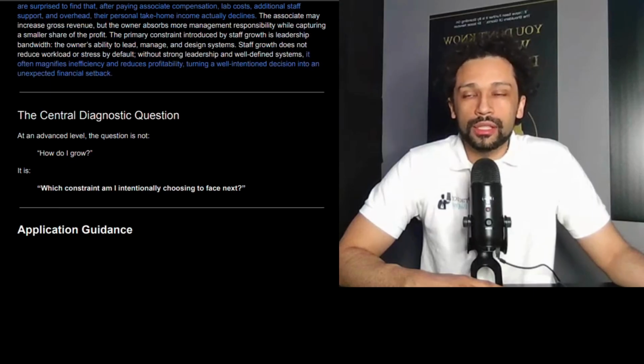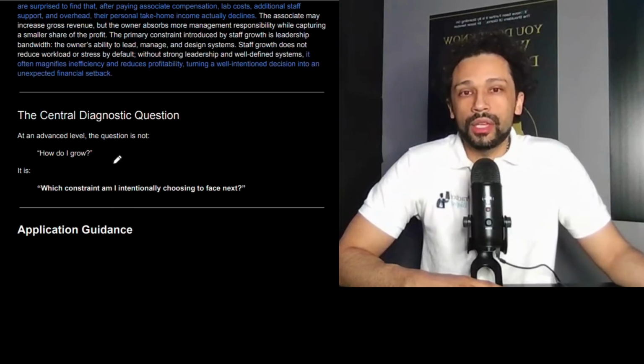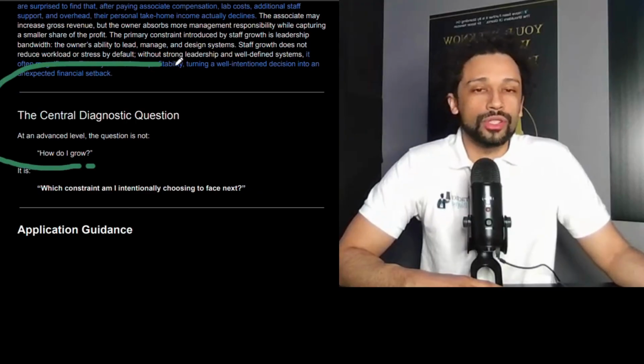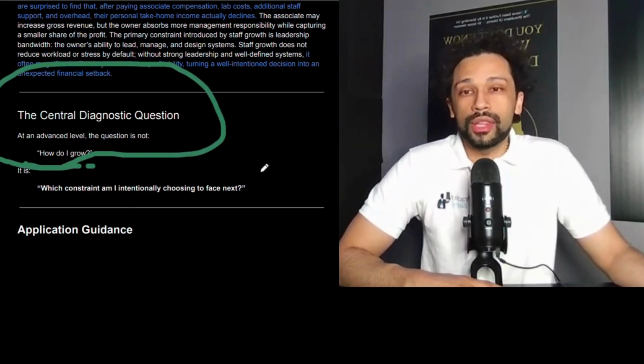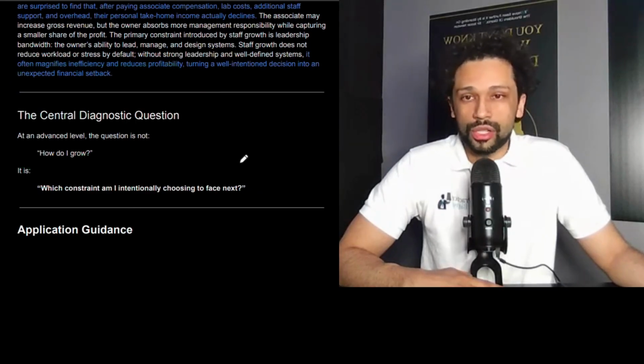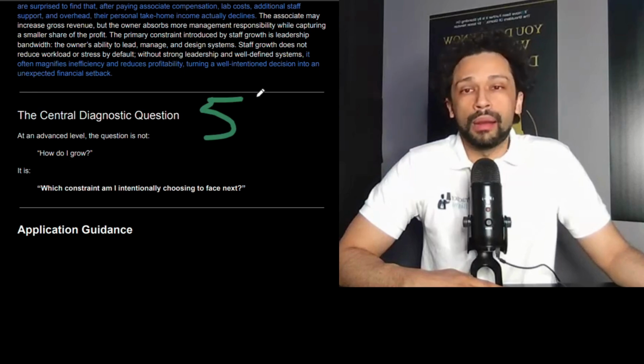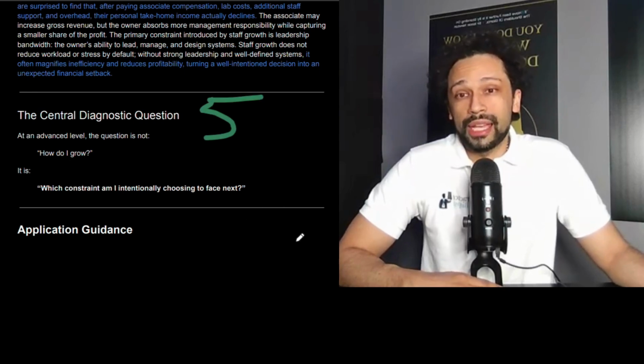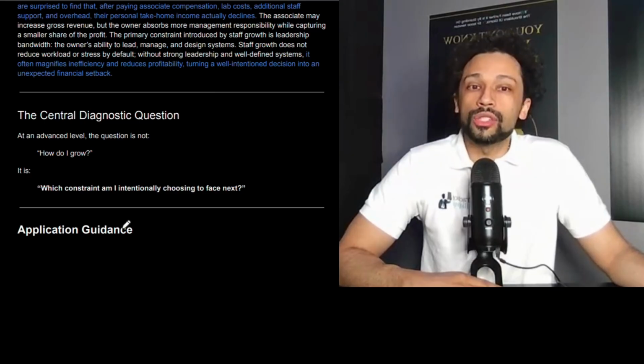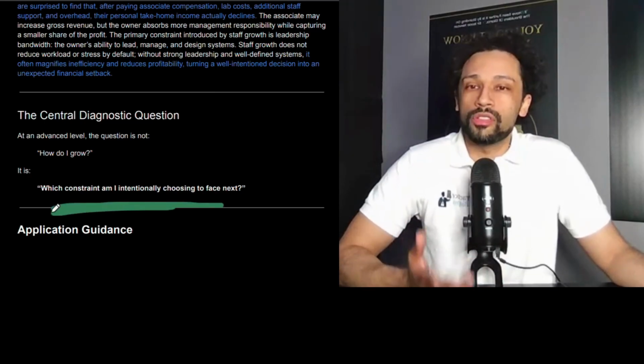So the central diagnostic question of this document is, how do I grow? So if this is your question, how do I grow my practice? We know that this is not an omnidirectional question. There are 5 different ways, minimum, that we can really pursue the answer to this. And my challenge to you is, which constraint do you want to choose to face next?